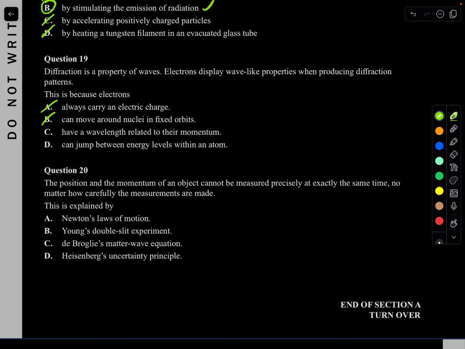C: have a wavelength related to the momentum. Yes, because we know how a diffraction pattern is in terms of wavelength. Let me draw that. Remember, when we have a diffraction pattern, we have a wavelength. This is your wavelength. And we know our wavelength is equal to h over p, and p is our momentum. Yes, have a wavelength related to the momentum. Because we have momentum, we're going to actually have diffraction. So the wavelength is related to the momentum. That's great. So that could explain it.